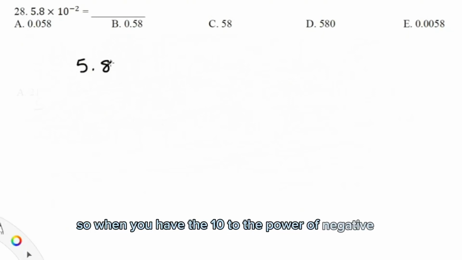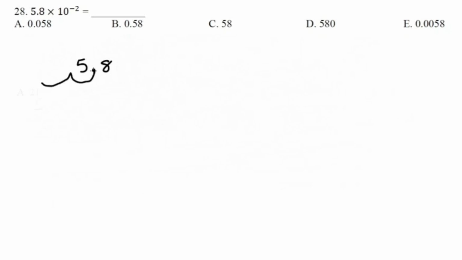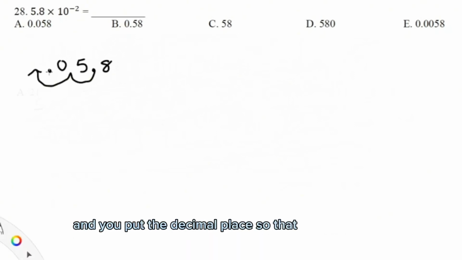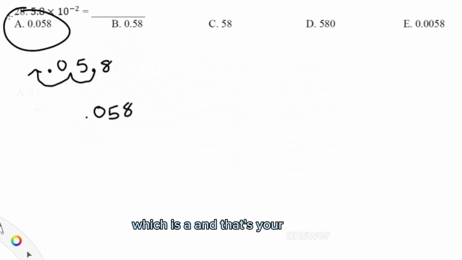So we have 5.8. When you have 10 to the power of negative 2, that just states that the decimal place is going to be 2 places ahead of where it was before. So right now in 5.8, it's right here. But we have to move it 2 places ahead. So we move it 1, 2. And we put a 0 here, and we put the decimal place. So that becomes 0.058, which is A, and that's your answer.